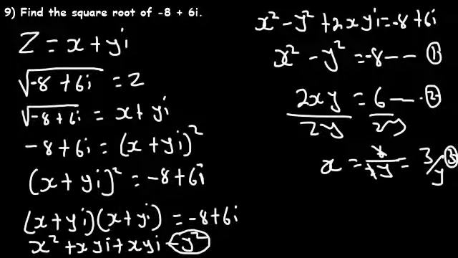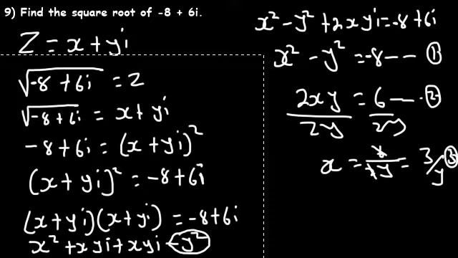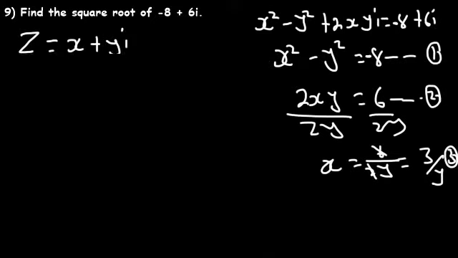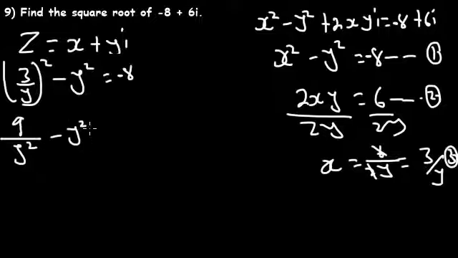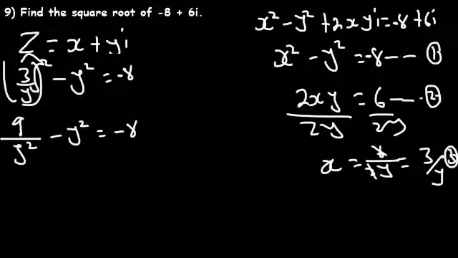So now, substituting 3 over y as x in equation 1, we have (3 over y) all squared minus y squared equals minus 8. Now, if I distribute the square, we have 9 over y squared minus y squared equals minus 8. So the square will come inside each of them.